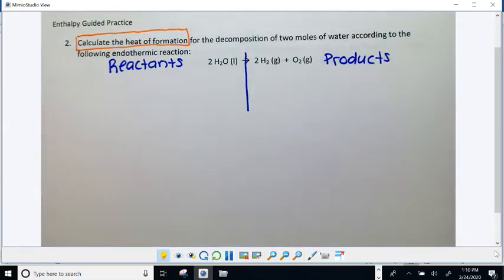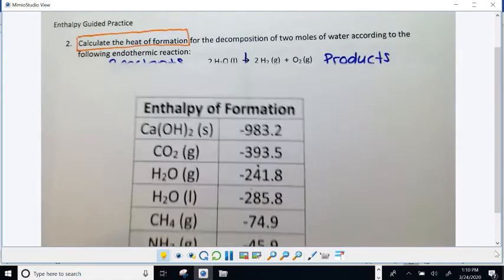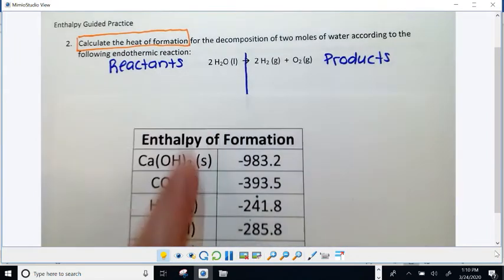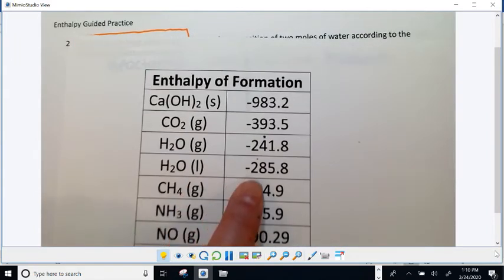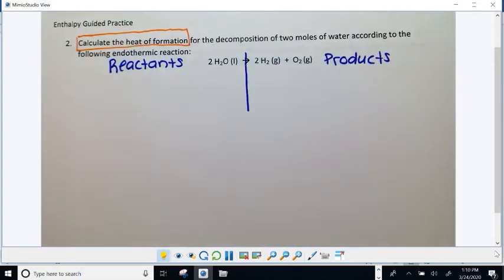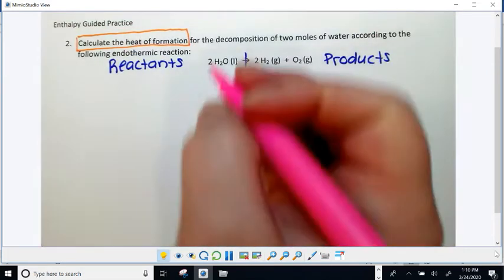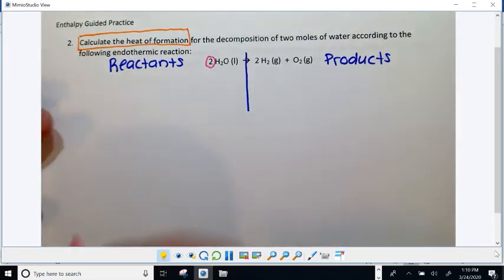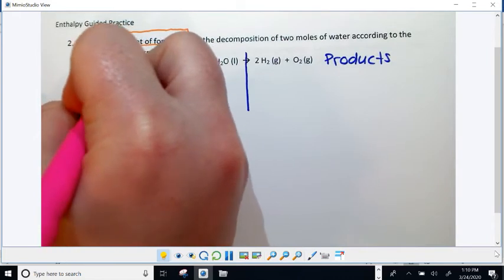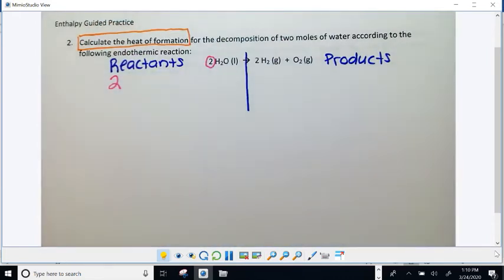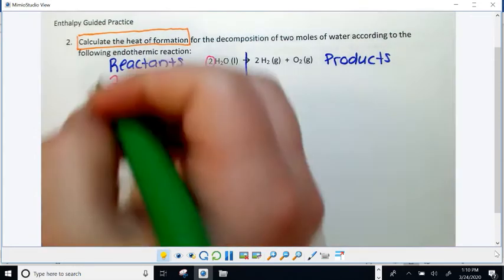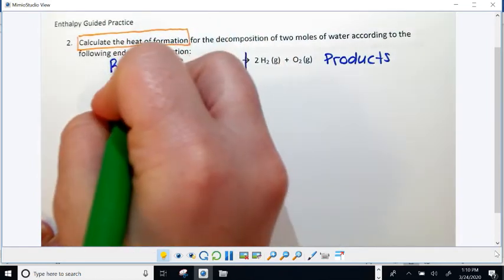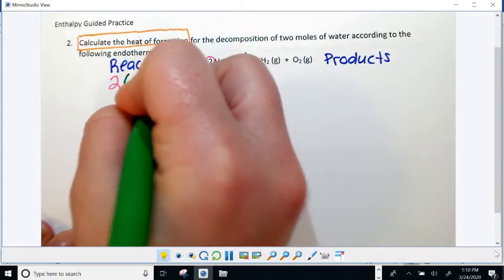All right. So again, I'm going to use my chart to find the enthalpy of formation. So I have liquid water. So I find liquid water, so we're going to use this number. I want to point out though that this one does have a coefficient in front of it, so we're going to need to use our coefficients. So when we have a coefficient, we always multiply by the coefficient. So I am going to have 2 times the enthalpy of water from our chart.